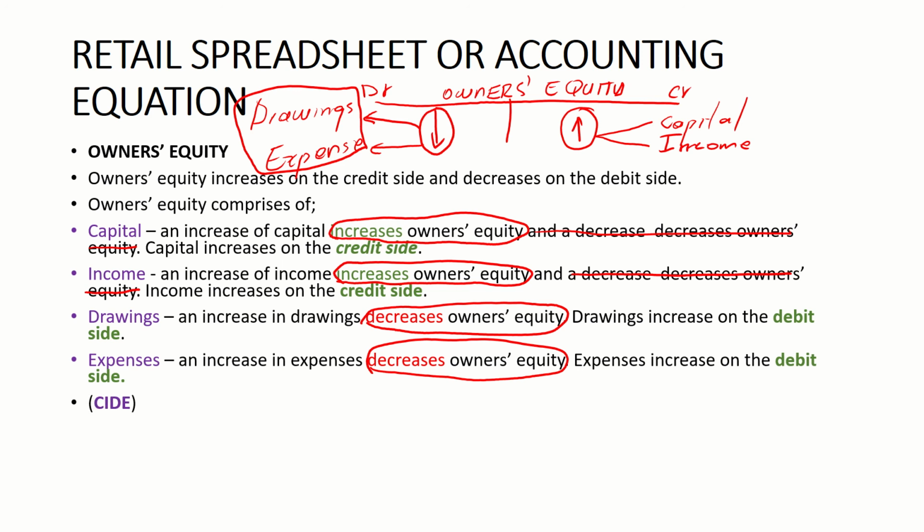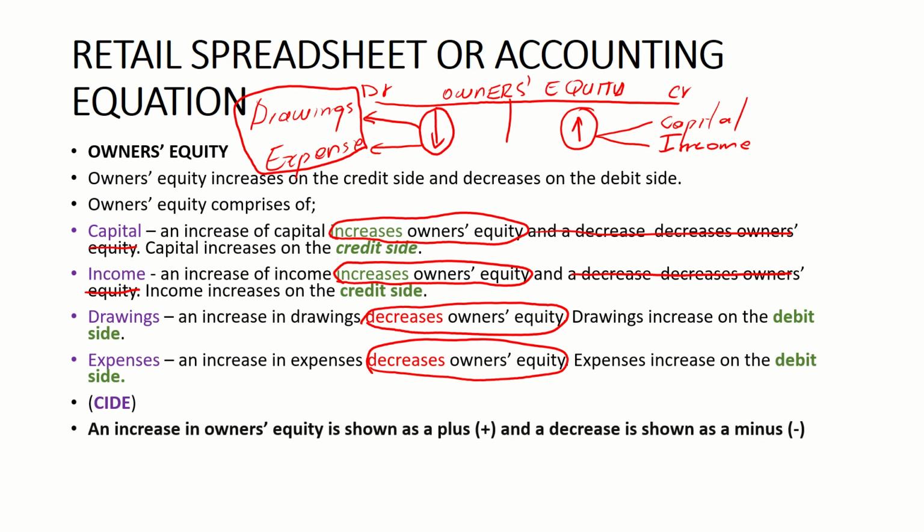This is the abbreviation. SIDE means capital, income, drawings and expenses. An increase in owner's equity is shown as a plus, and a decrease in owner's equity is shown as a minus in the accounting equation.